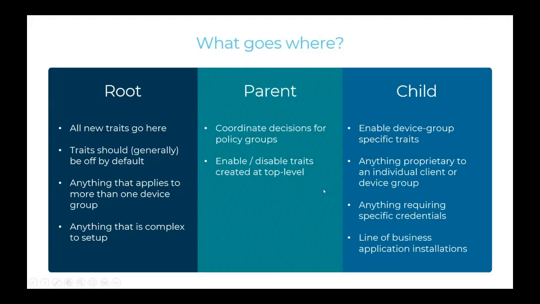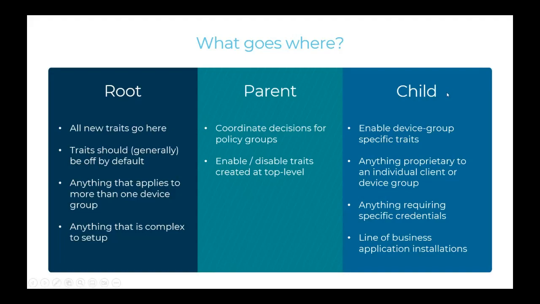If you have three levels, the parent is really meant to coordinate decisions for policy groups. So again, going back to that server example, in a parent, you might turn on 10 conditions and 5 scripts that apply to all of your physical servers. Then every physical server group that you set up has those turned on by default, and you do a little bit more customization at the child level. So this is really like middle management. It's just there to coordinate and drive additional efficiency at the child level.